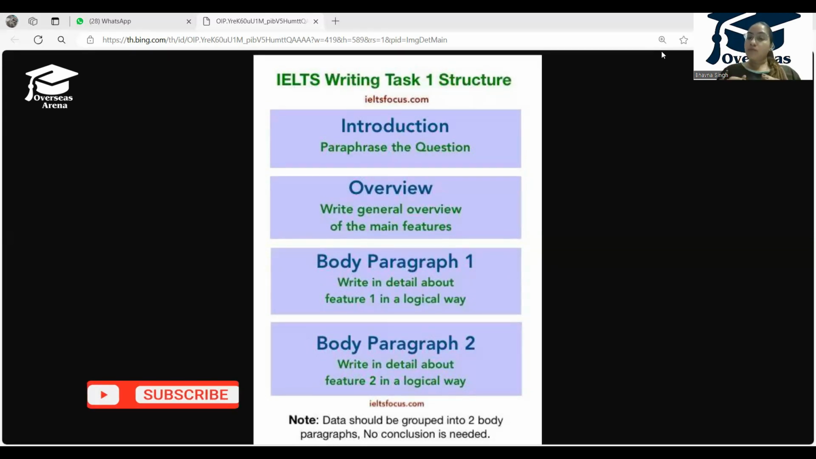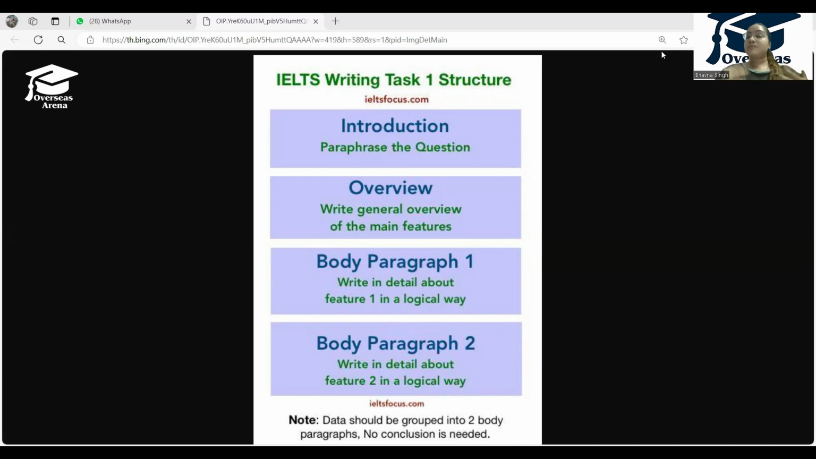So introduction and overview comes in one single paragraph, but it is not mandatory all the times. You can write introduction and overview in two different separate paragraphs too. Both the formats are acceptable. And then after you leave the line and then make a new para, that is BP1, and then another para BP2. Please keep in mind that there is no conclusion given in task 1.